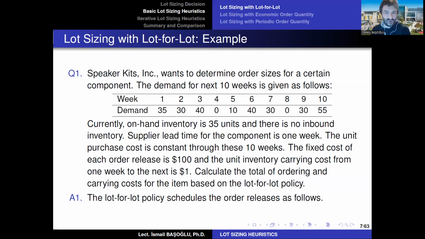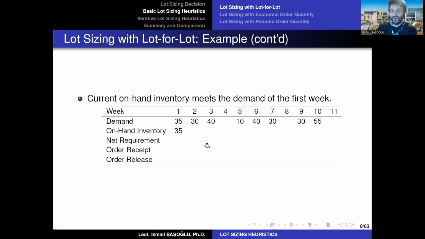So whenever you release an order for any quantity, you need to pay a fixed ordering cost of $100, and the unit inventory carrying cost from 1 week to the next is only $1. The question asks us to calculate the total of the ordering and carrying costs for this item based on the lot for lot policy. So what does lot for lot policy do here? We always solve our lot sizing problems using the lot sizing heuristics by developing such a table.